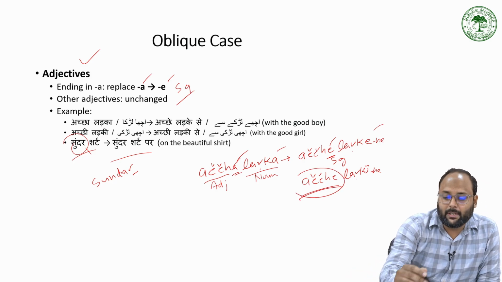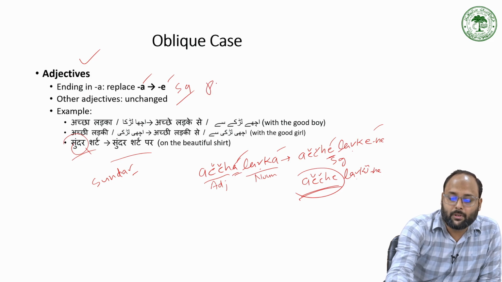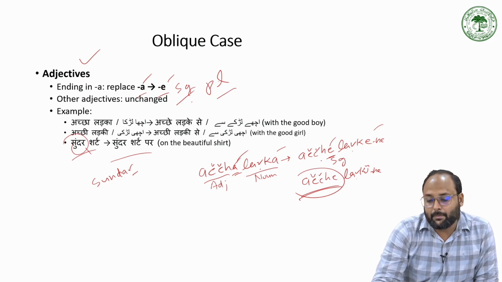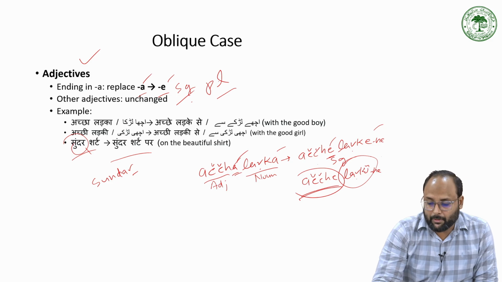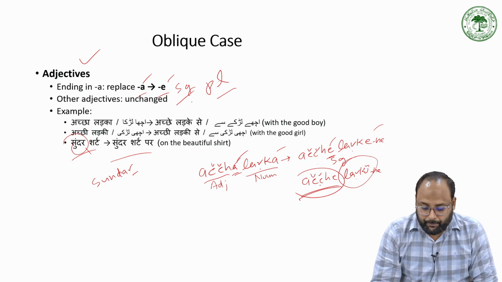A for singular and o, so there is no change for plural. So like अच्छे for both singular and plural is replaced by a for singular also or for plural also. Like अच्छा लड़का becomes अच्छे लड़के ने, and अच्छा लड़का becomes अच्छे लड़कों ने. So only the ladke changes to ladko in the plural form, but अच्छे remains the same.